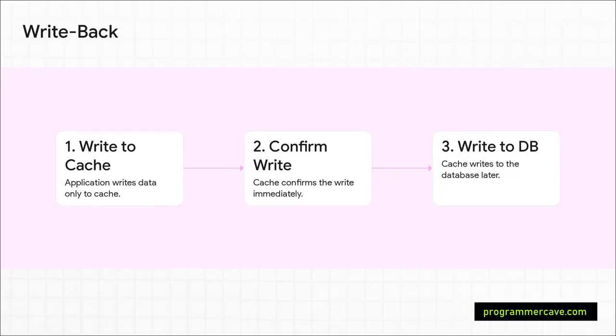But, and this is a really big but, what happens if the cache server crashes before it had a chance to save that data to the database? Poof, you could lose data. This adds a lot of complexity to your system. You really need solid ways to handle failures. It's the ultimate trade-off, speed versus safety.